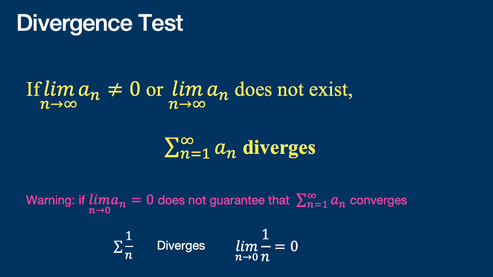That doesn't mean, and be very careful, this is a warning sign. If the limit of the sequence is 0, we have an example, right? The limit of the sequence going to 0 doesn't mean the series is going to converge. It might converge, it might diverge. You have to use different tests. What the divergence test guarantees is that if the limit of the sequence is not 0, or the limit does not exist, the series is going to diverge.